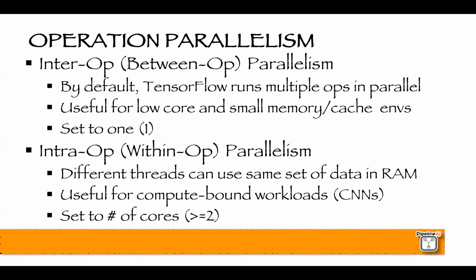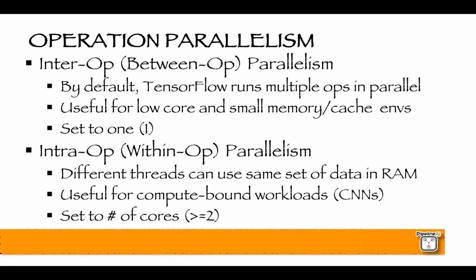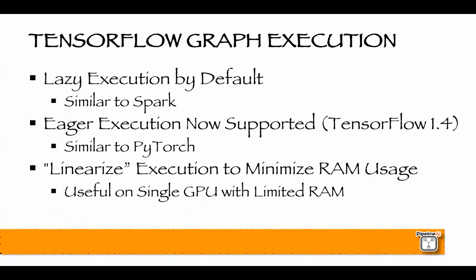Intra-op, within ops, is dealing with threads. This is when you have compute bound work, and it's reusing what's in RAM. This is where you would specify the number of cores. You don't see people do this too often. It mainly comes up in edge cases where people are using a framework like TensorFlow that is optimized for distributed, and they're using it in a very constrained, low memory, low CPU, or low GPU environment.